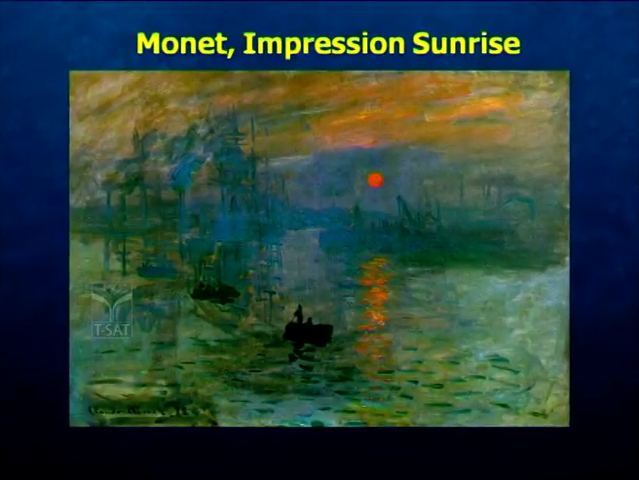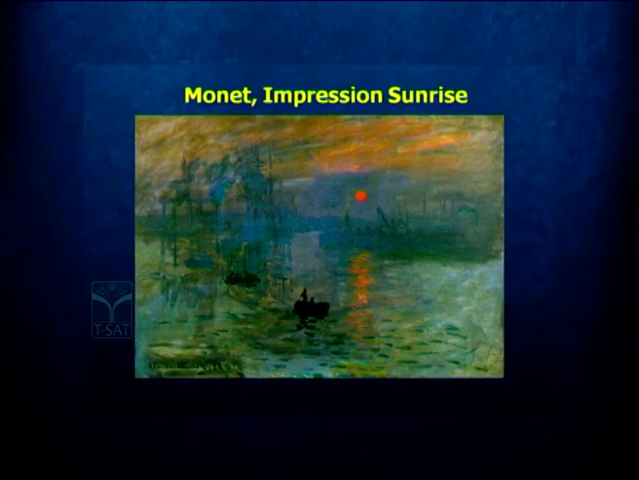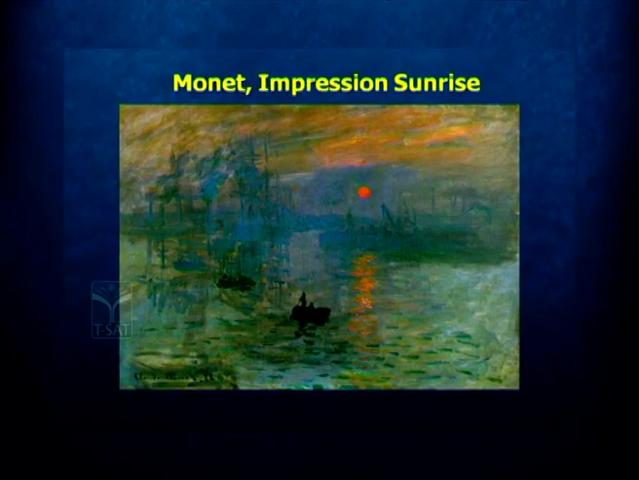So, the slide that you see now is Monet's Impression, Sunrise, right. Impression, Sunrise was exhibited in 1874 in the first Impressionist exhibition, and this is the painting which led to the naming of the group as Impressionism, or the movement Impressionism.